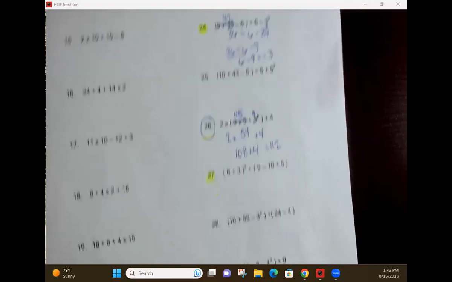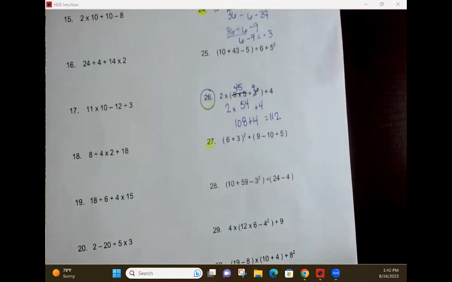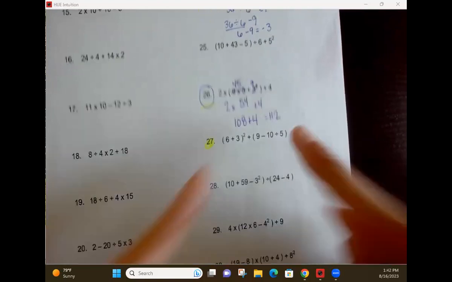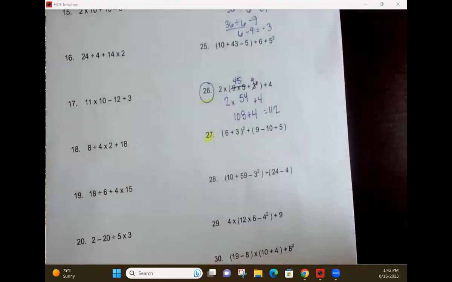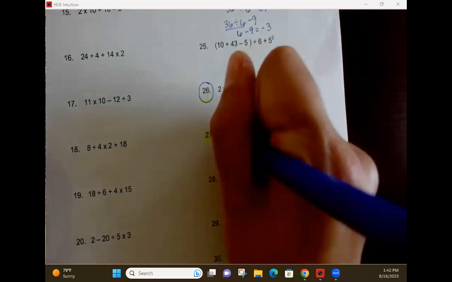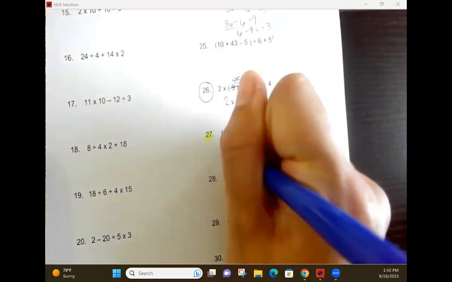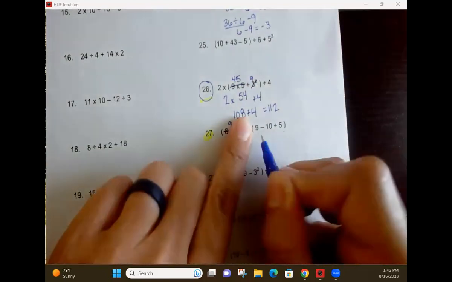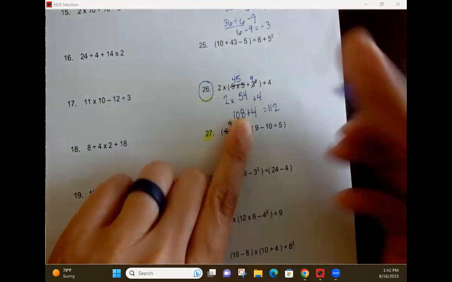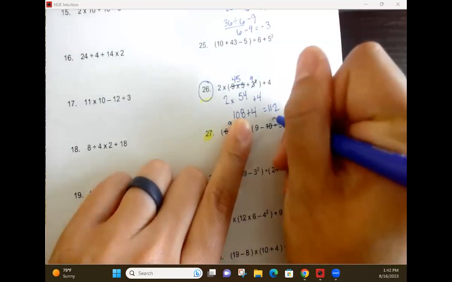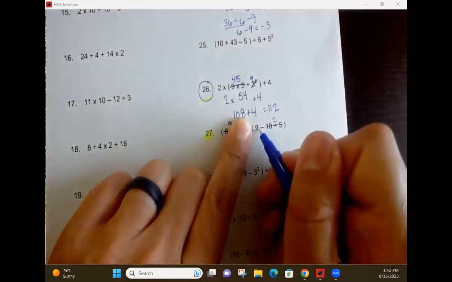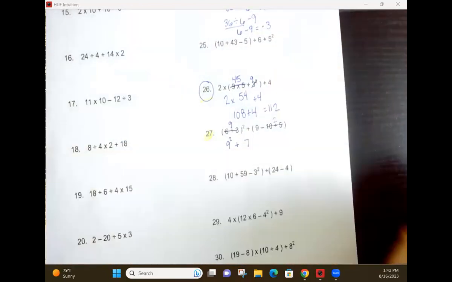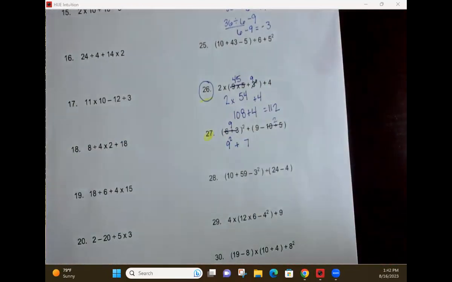Last one I want to look at together on this paper, number 27. Where should I start on number 27? Inside the parentheses, we've got 2 sets. We'll start with the first one. 6 plus 3 is 9. So I have 9 squared here plus, how about inside these parentheses, where do we start? The division. 10 divided by 5 is 2. And then 9 minus 2 is 7. So I've got 9 squared plus 7. What do I do next?